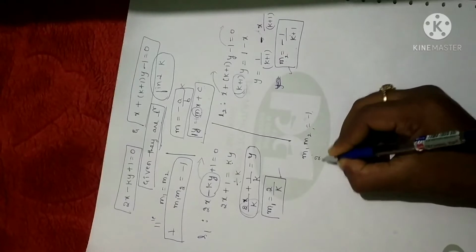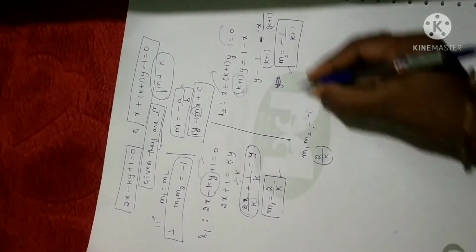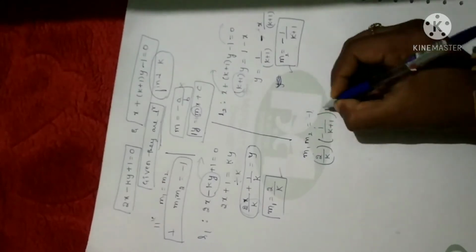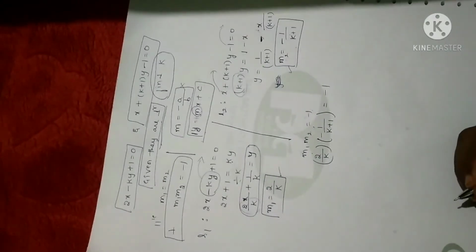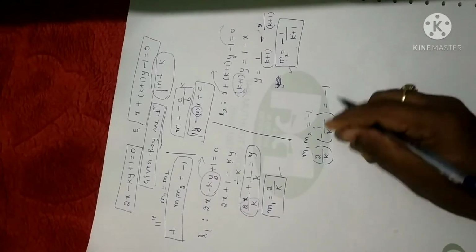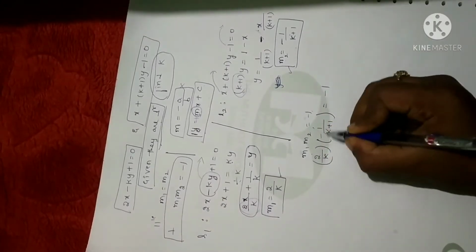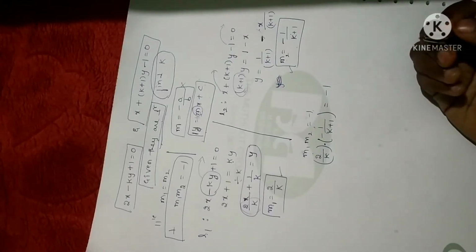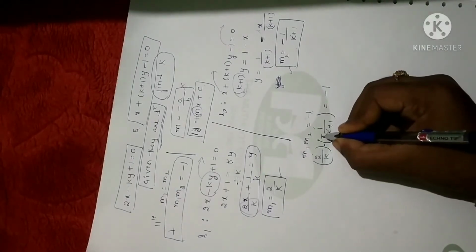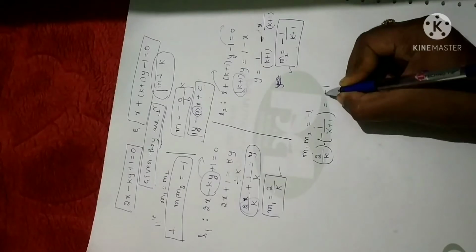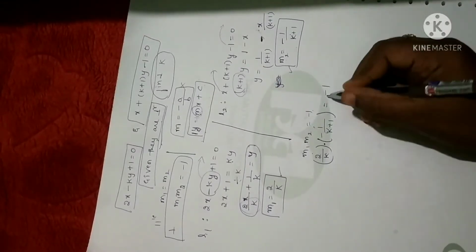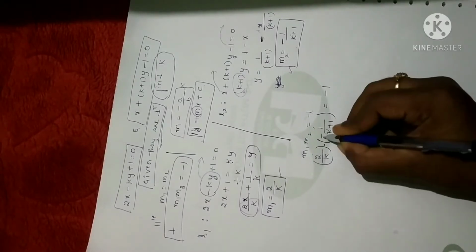What is the value of M1? It is 2 by k. M2 is minus 1 divided by k plus 1, which is equal to minus 1. Since we don't have any sign, this is one term, this is one term. In between, it is understood that a multiplication sign is there. So, if you are finding difficulty with simplification with a negative sign, you can cancel in this step itself. Let me show how you can cancel.